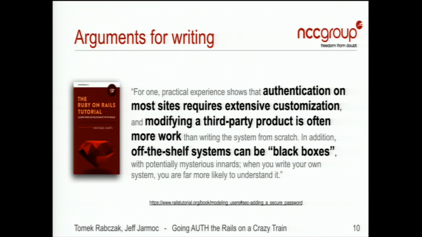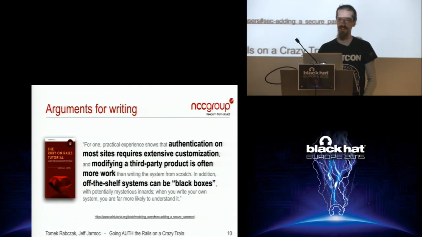On the other hand, though, there are some arguments in favor of writing your own authentication system. What we have here is a quote from the Ruby on Rails Tutorial. It's a published book as well as an online book that's freely available. That's really the way a lot of people get started in building Rails applications. The key points here are things that we hear developers say over and over again, the parts that I bolded: that authentication requires extensive customization and modifying a third-party product is often more work than writing your own. And then off-the-shelf systems can be black boxes.